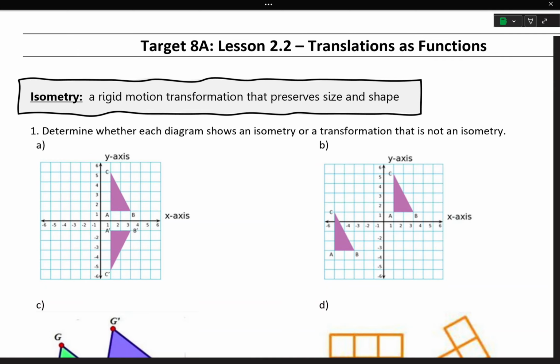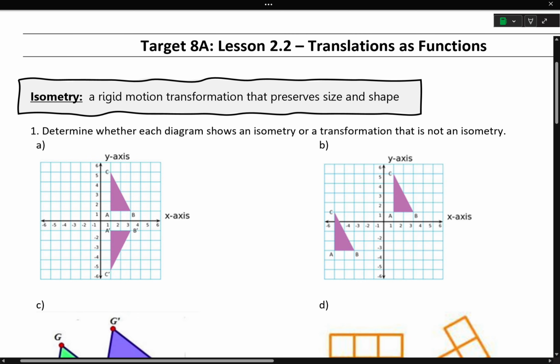Hello, hello, and welcome to a little video about translations as functions. In geometry, we are going to have quite a lot of vocabulary to pay attention to. The first thing we have to go over is isometry. Isometry is a rigid motion transformation that preserves size and shape.